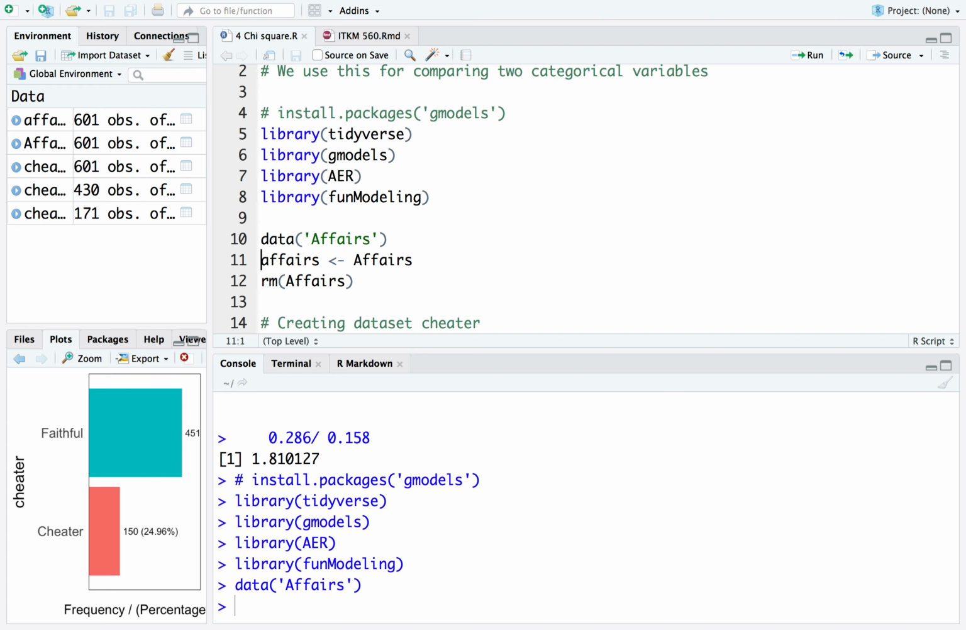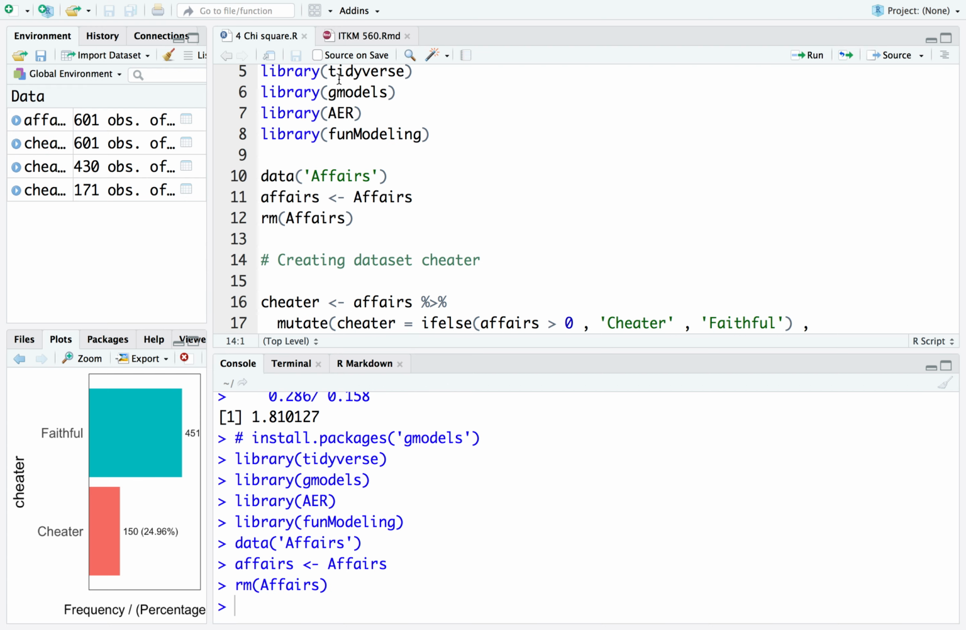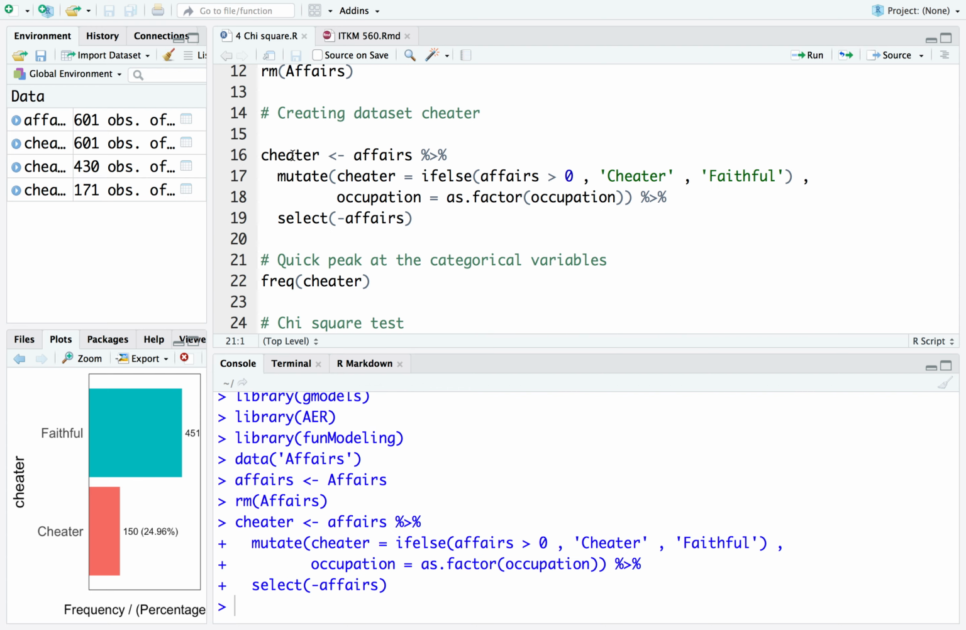This line brings in the dataset Affairs. This line over here creates a new dataset called affairs, but with a lowercase a. I'm removing the uppercase Affairs dataset from my working directory here. And here I'm going to create a table called cheater.